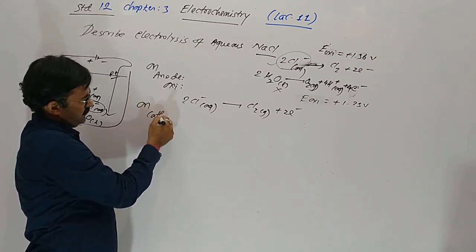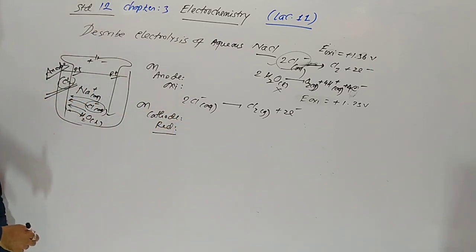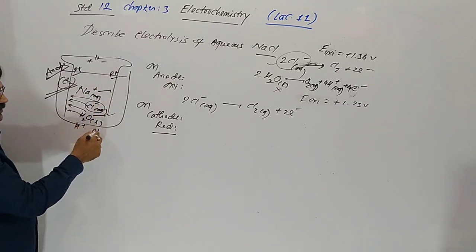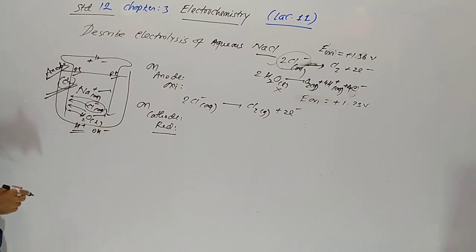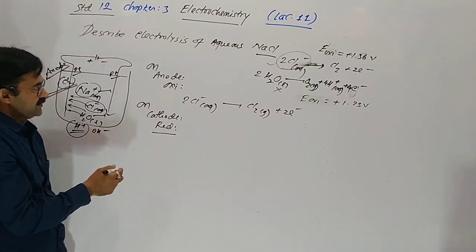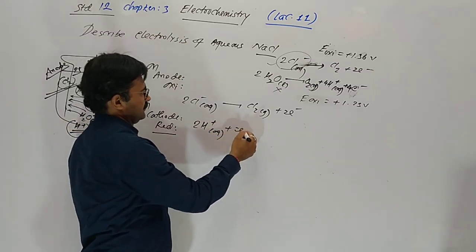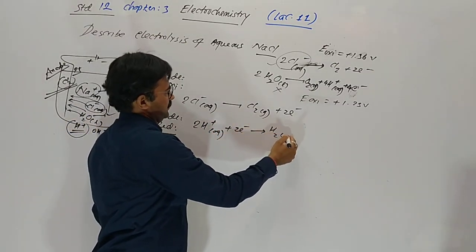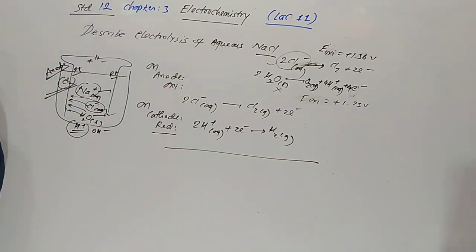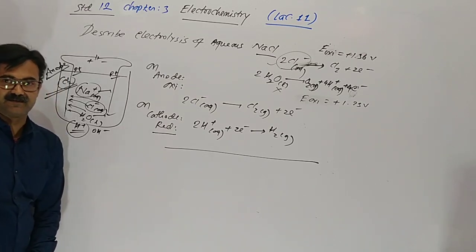Now on the cathode, reduction occurs. So there are also two choices. In the water, H plus and OH minus both are present. So positive ions H plus and Na plus both move toward the cathode. So on the cathode, 2H plus ions gain 2 electrons and give H2 gas. So what happens here? H plus experiences reduction.